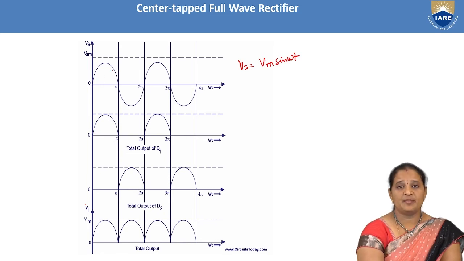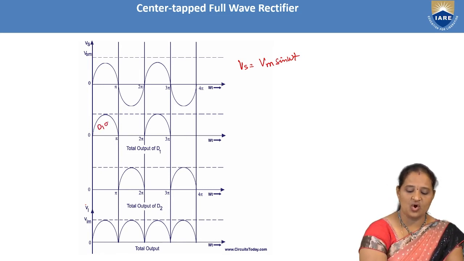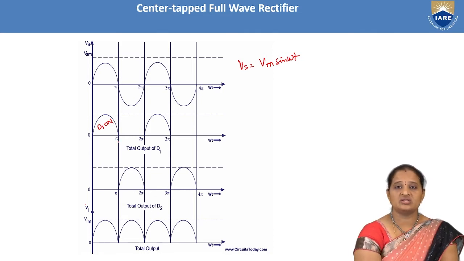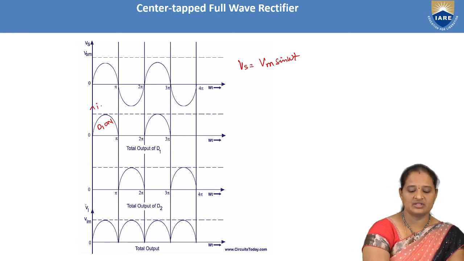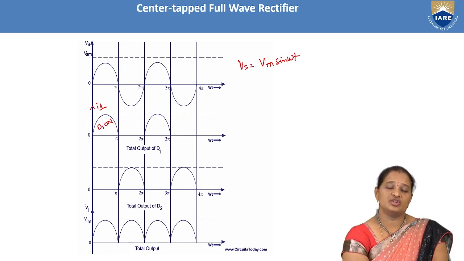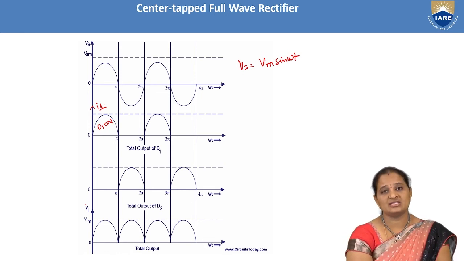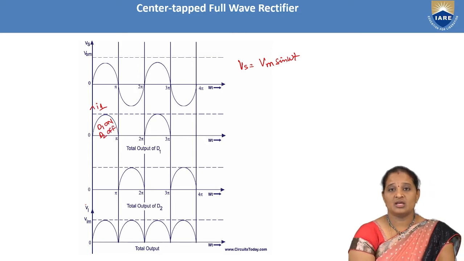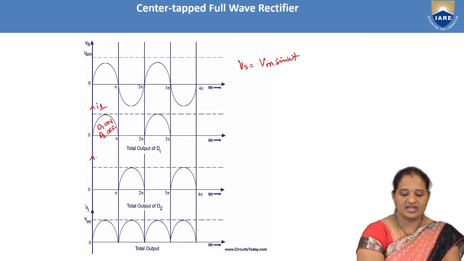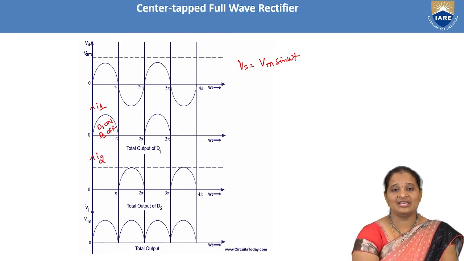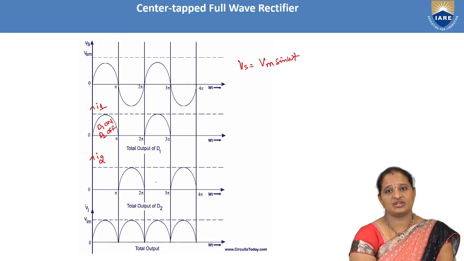During the positive half cycle, diode D1 is on, which leads to a current flow through the load resistor, which also varies sinusoidally. Let us call this I1. This is the flow of current through the load resistor during the positive half cycle of input, and this is happening due to diode D1 being on, while diode D2 is off. Next, during the negative half cycle, the current flowing through the load resistor we represent as I2, and it also varies sinusoidally with respect to time.